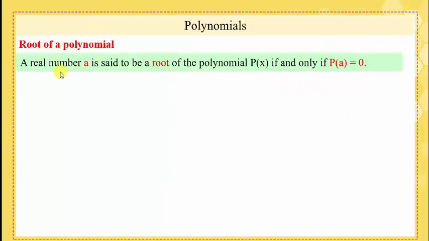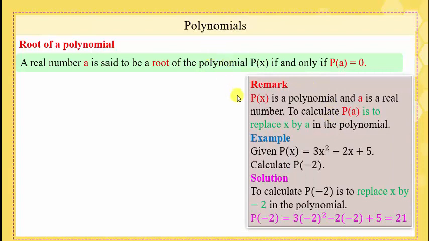Root of a polynomial. A real number a is said to be a root of the polynomial p in x if and only if p of a equal to 0. Remark: p in x is a polynomial and a is a real number. To calculate p of a is to replace x by a in the polynomial. Example: given p in x equal to 3x squared minus 2x plus 5, calculate p of minus 2.